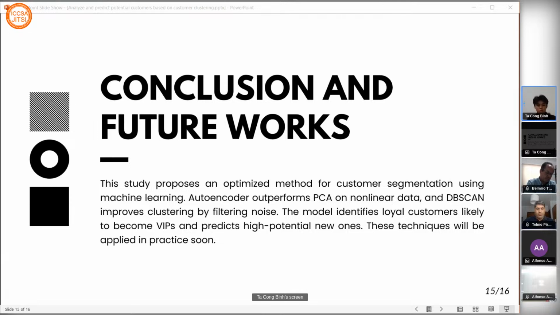For future research, we plan to apply our approach to larger and more diverse datasets to further evaluate its performance and improve prediction accuracy. We also aim to explore additional data sources and advanced techniques to enhance customer identification and segmentation.